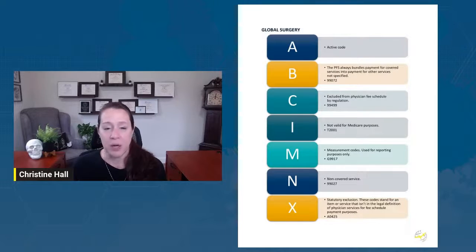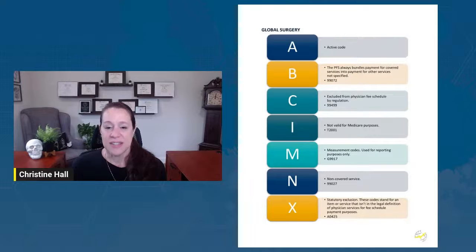Not valid for Medicare purposes, status indicator of I, status indicator of M. This is a measurement code only. It's for reporting MIPS, for reporting HEDIS. So there's no payment on a status indicator of M. Status indicator of N, like Nancy. It's a non-covered service. Again, it's that 99072, non-covered service.